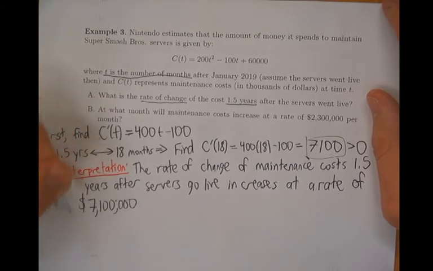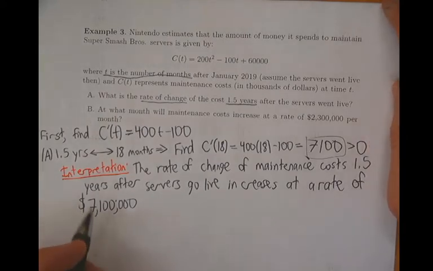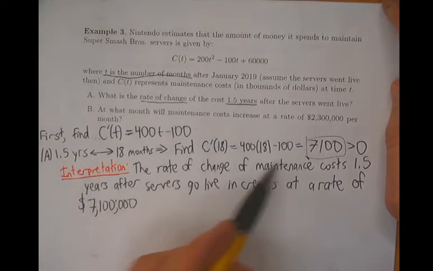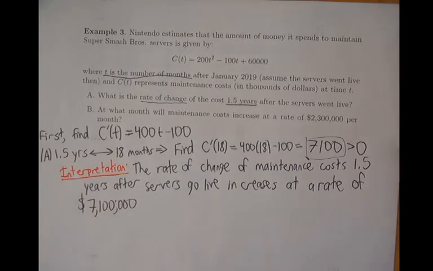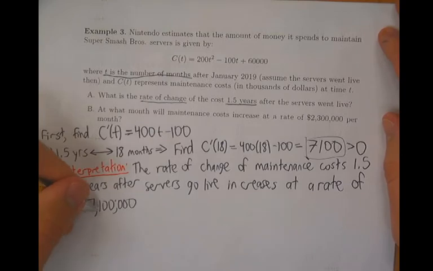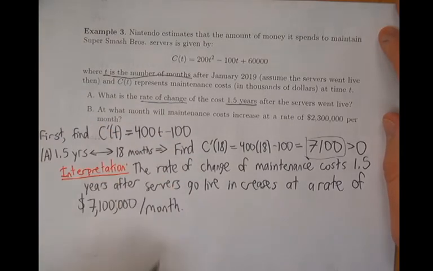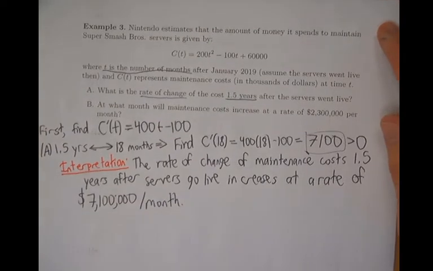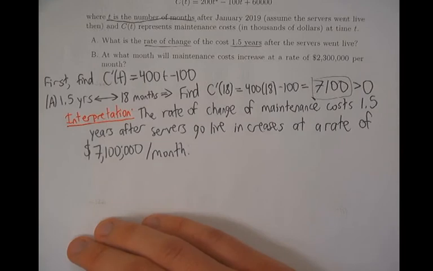Okay. So this is in dollars, but because this is the derivative, we say, all right, well that's the units of cost, but then we need to divide that by the units of our variable t here. So that means this is going to be $7,100,000 per month, because this is the units of our x or t variable here. Okay. So that's part A. So any questions on that?